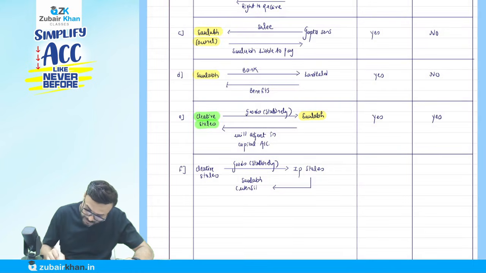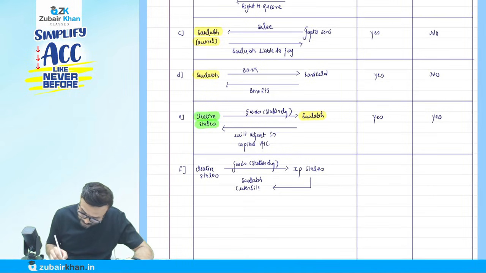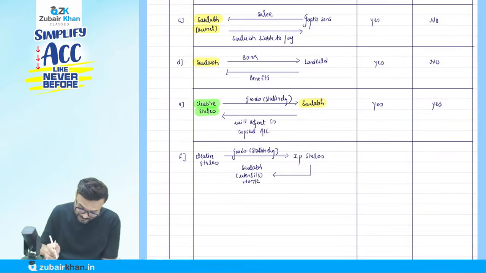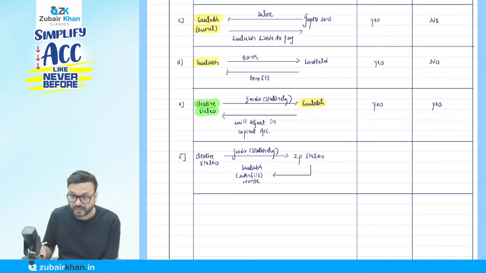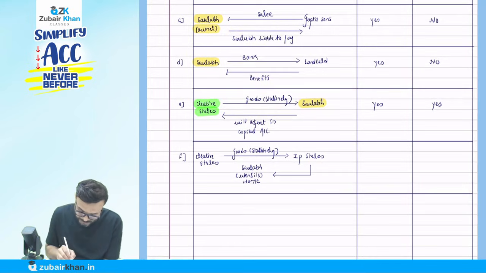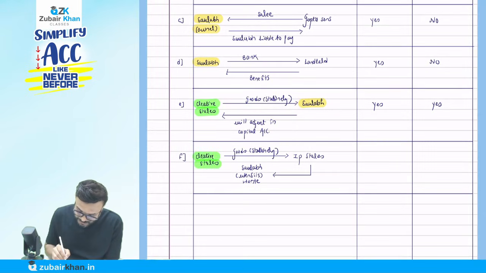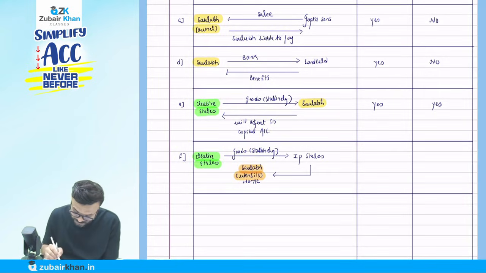They have given certain utensils for the home of Mr. Saurabh. So let me tell you, I'm saying again and again, don't worry how to do the accounting. We'll discuss that later on. I'm not discussing the accounting. I'm discussing in whose books of account it is going to be recorded. Yes, creative stores are involved here because they have given the stationery, and Saurabh is also involved here. Okay, just give me a minute.